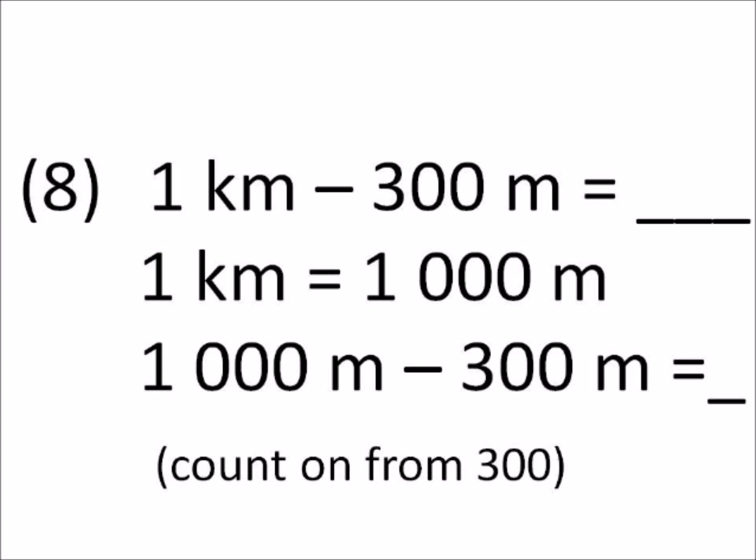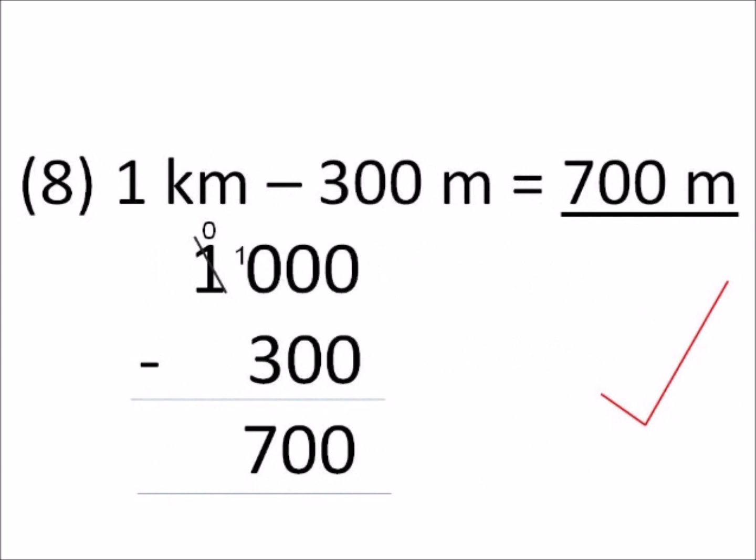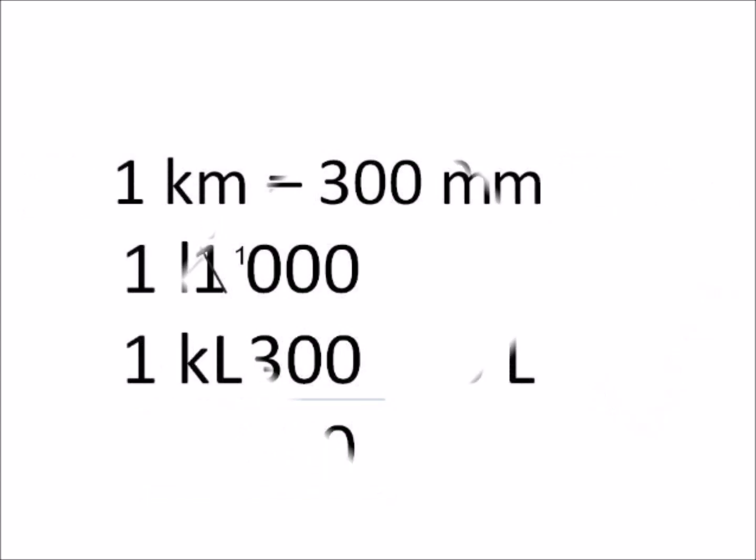And you can count on from 300, count on from 3 till you get to 10. See how much that is. And remember, you're dealing with hundreds. Or you can just subtract. So it's 1,000 take away 300. 0 take away 0, 0, 0 take away 0, 0. Then you have to rename, because you cannot take away 3 from 0. So you take 1 from the 1, and put it with the 0, make it 10. 10 take away 3 is 7. 7 is the correct answer for that.